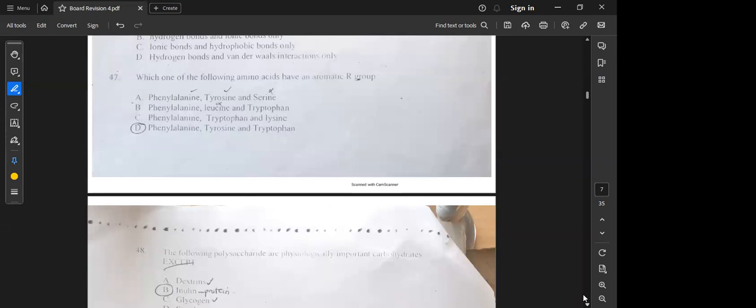Let me just write it in the chat box. Is cysteine under polar? Yes, polar uncharged. Then there are non-polar aliphatic ones like glycine, alanine, proline, valine, leucine, isoleucine, and methionine.